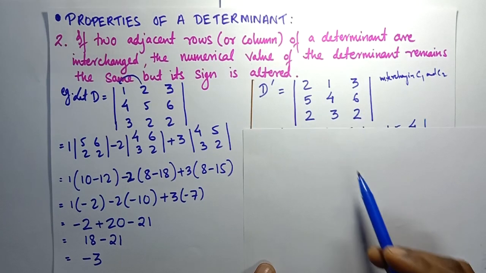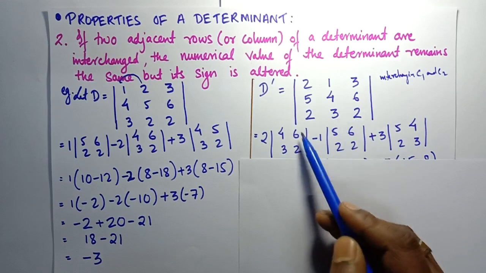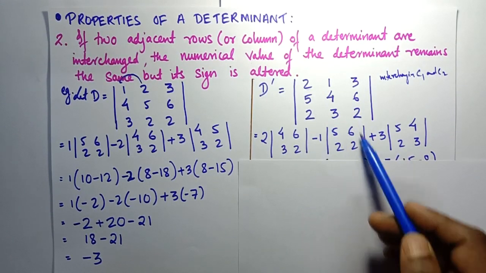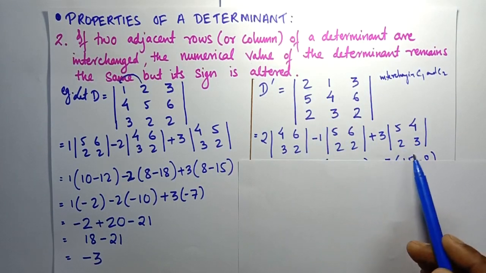Similarly, I'll expand this also. I'll hide this, so 4 6 3 2. Similarly, the second is minus 1, so this is 5 6 2 2. Similarly, the third, I'll hide this, so 5 4 2 3.